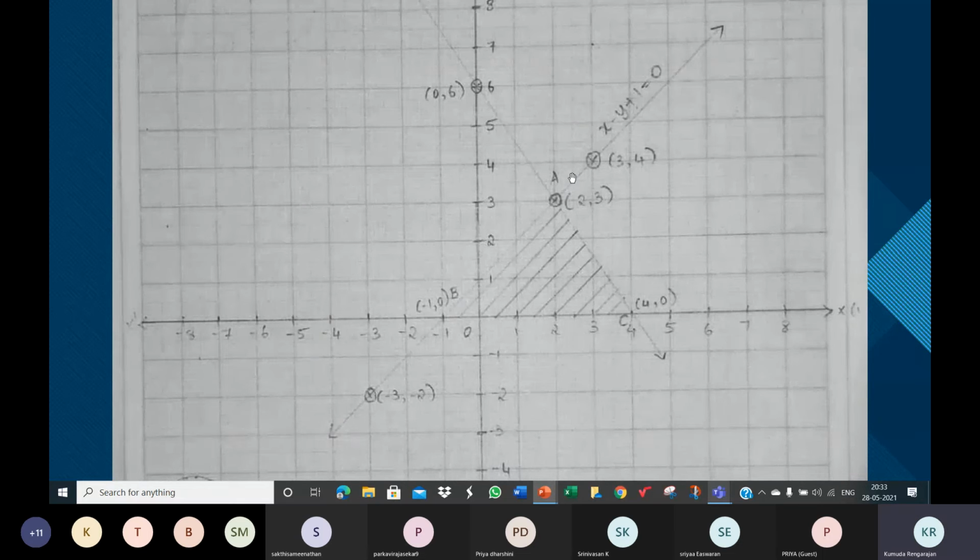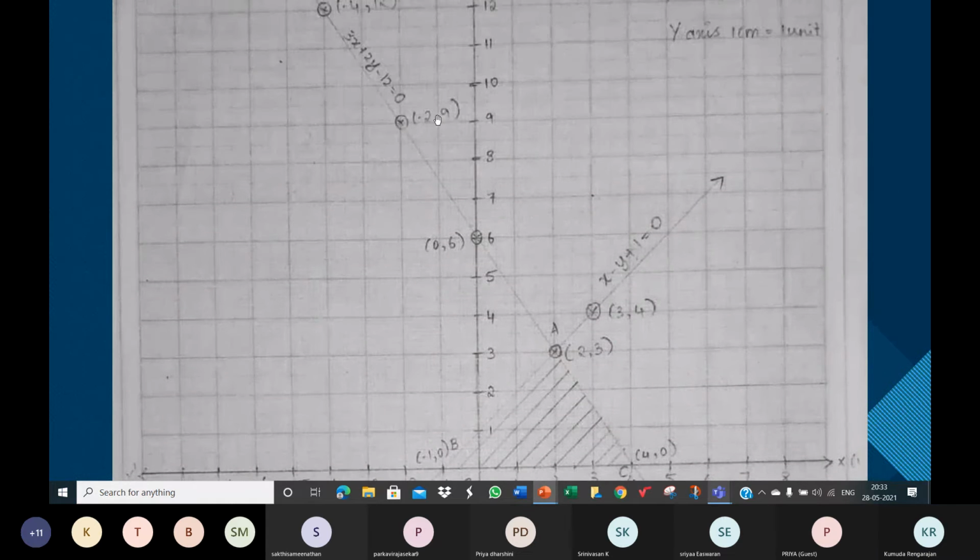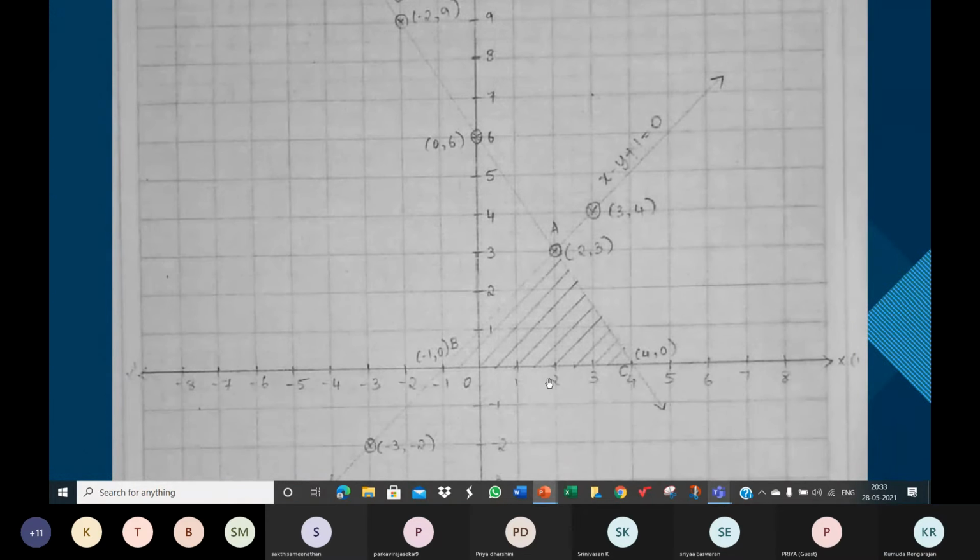So this is the straight line. The first equation, x minus y plus 1 is equal to 0, is given by this straight line. And 3x plus 2y minus 12 is equal to 0 is given by this straight line. So see here, this line should intersect the x-axis at (-1, 0) and the y-axis at (0, 1).